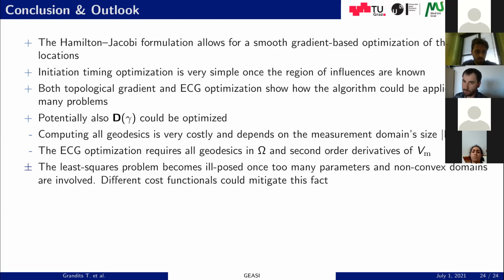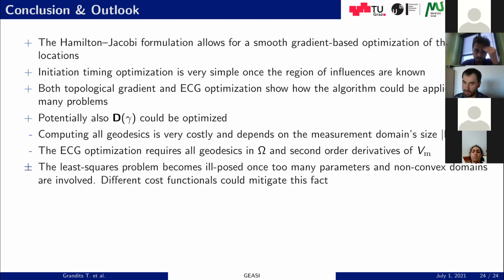What we didn't do in this paper, but what is more or less future work, is that we could also optimize for the conduction velocity tensor, since it's also given in the length functional and the subsequent ODE. But on the downside, computing all the geodesics can be very costly, especially since it grows with the measurement domain size. And the second order derivatives of the ECG optimization are also a minor drawback. So for the cost functional, you can really think of much more sophisticated solutions. And this is also what we want to do in the future.